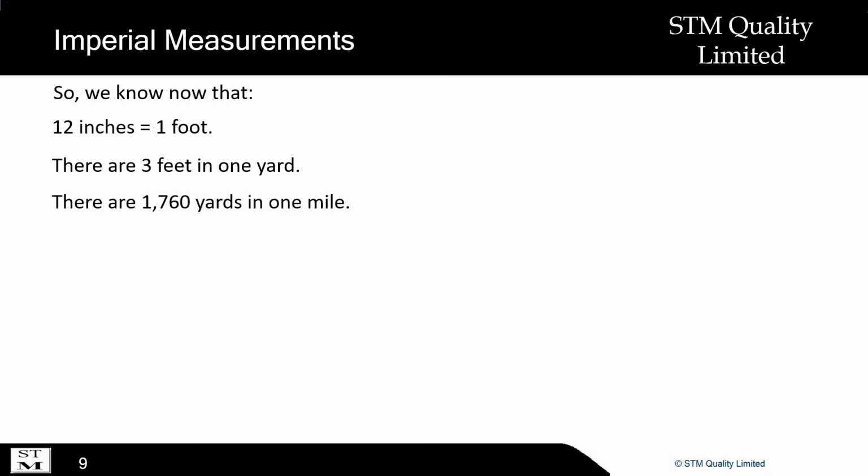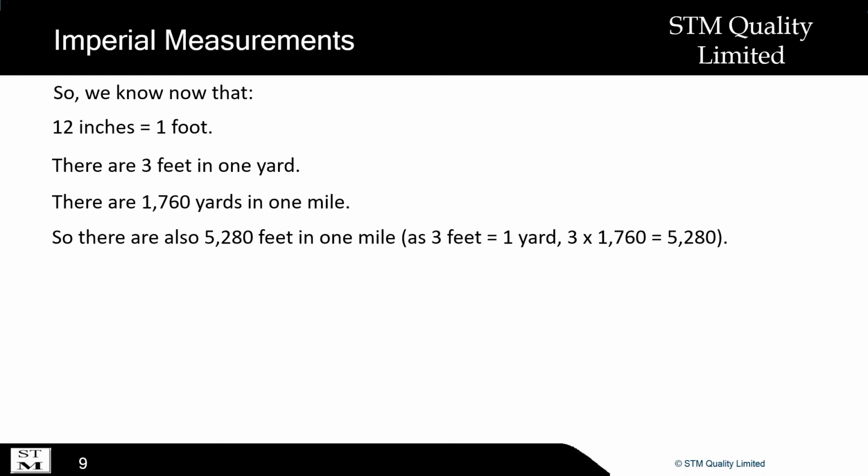So, we now know that 12 inches equals 1 foot. There are 3 feet in 1 yard. There are 1,760 yards in 1 mile. So there are also 5,280 feet in 1 mile, as 3 feet equal 1 yard, and 3 times 1,760 yards equals 5,280.